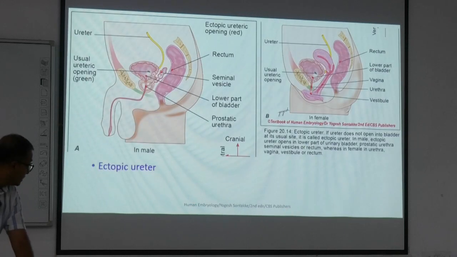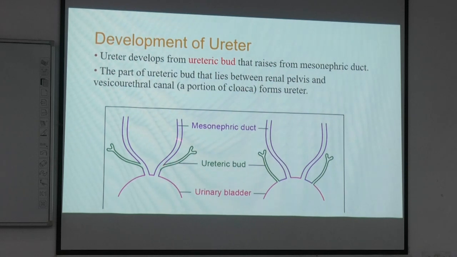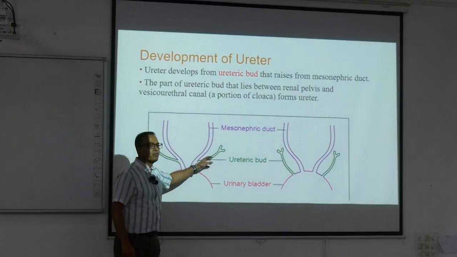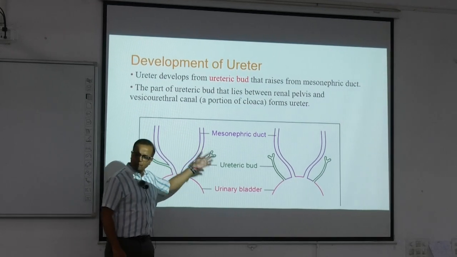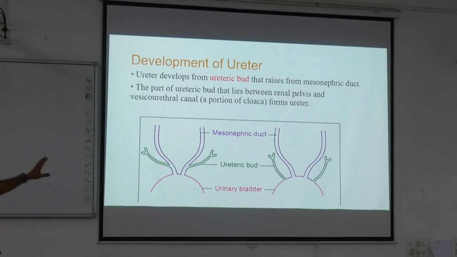And where does this ureteric bud develop from? It develops from the mesonephric duct, which is going to end at the urinary bladder, and the lower part of the mesonephric duct gives an out pouch, known as the ureteric bud, which grows. So, if the ureteric bud is two, it may give rise to two ureters, or a split in between may give a partial or complete duplication. So, these are the two entities about ureter development.